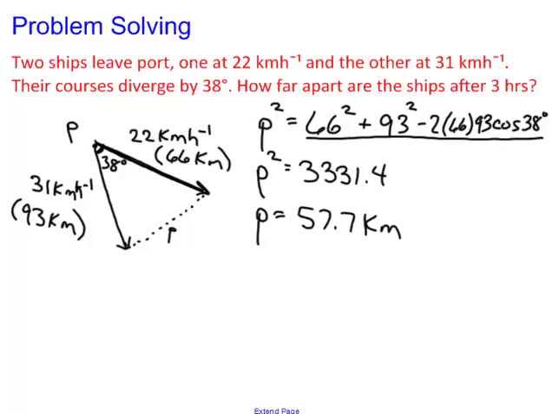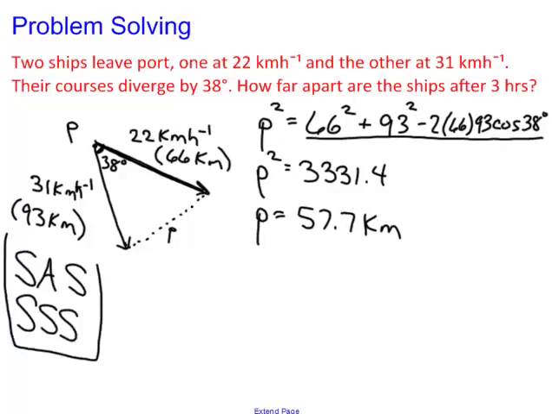Now, notice that in the problems that we've done so far, we've been given certain information. We've either had two sides and an included angle, or we've had three sides. Those are our two conditions in which we can use the law of cosines. If we have other conditions, we don't have the information necessary to use the cosine rule. So we're looking for a side-angle-side or a side-side-side condition in our triangle to be able to use the cosine rule, or the law of cosines.